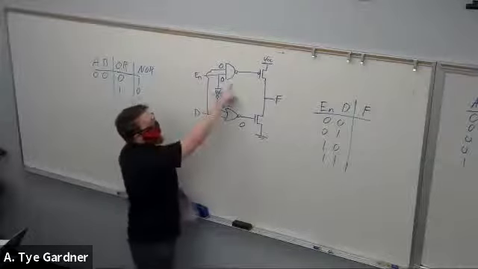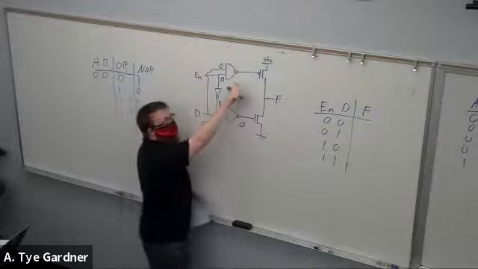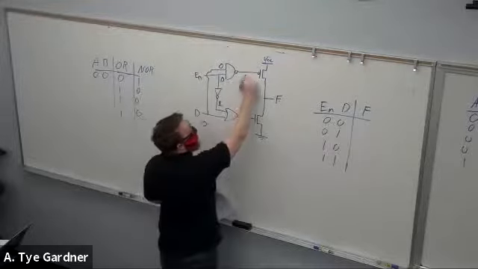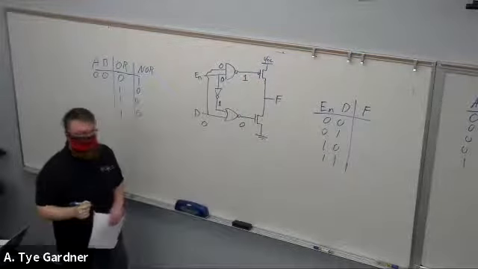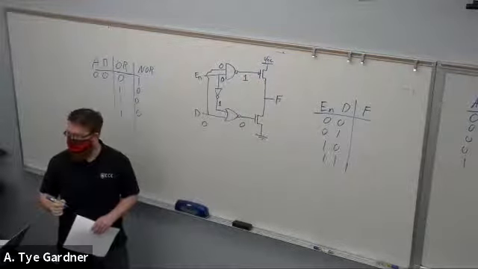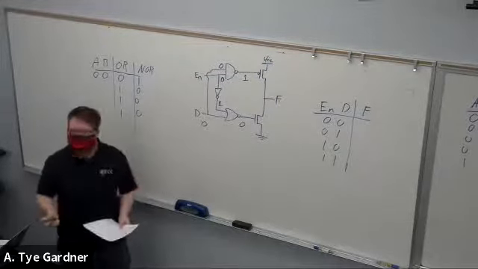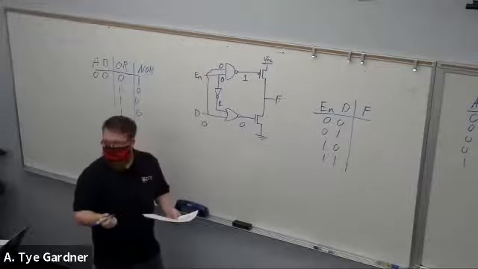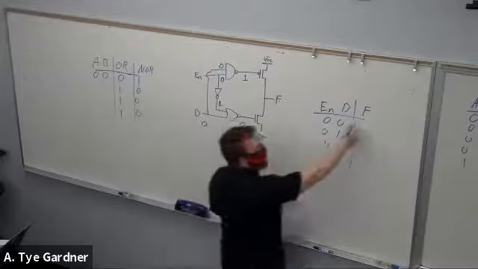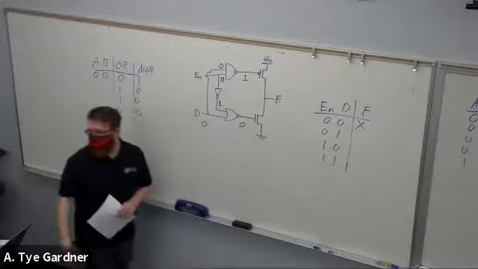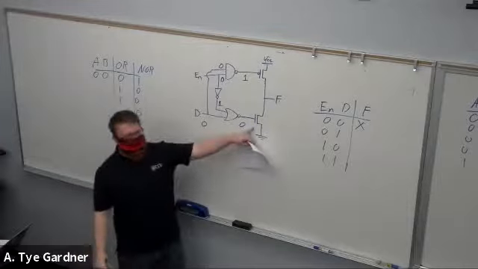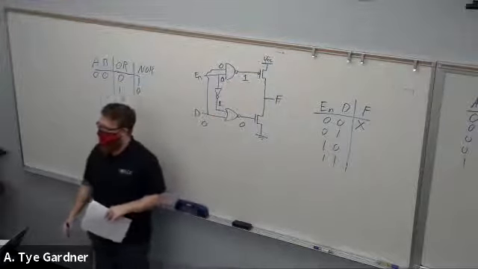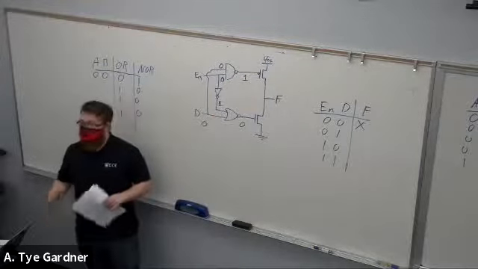What do I get with a NAND gate at this output if it's 0 and 0? 1. What does the PMOS do if it sees a 1? It opens. So what is F? Because we're not connected to ground and we're not connected to VCC. There's no power. It is not driven.